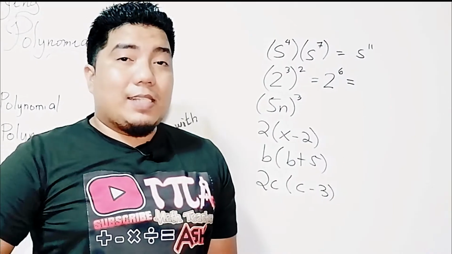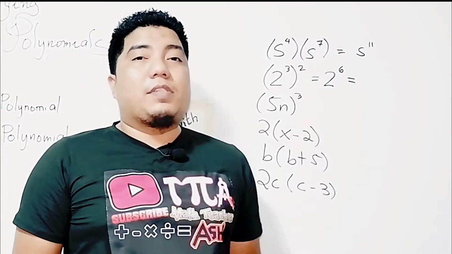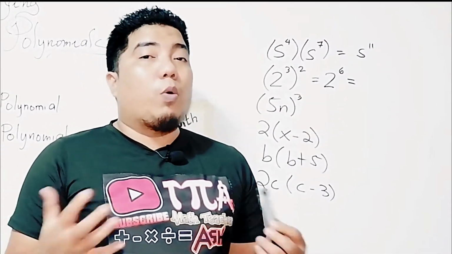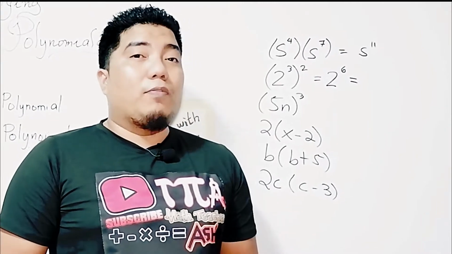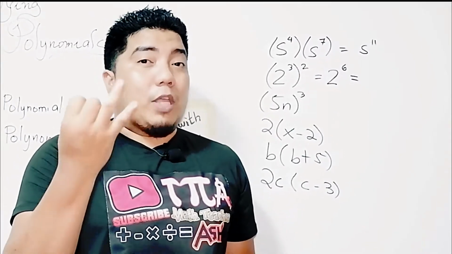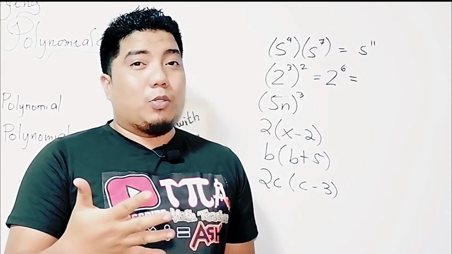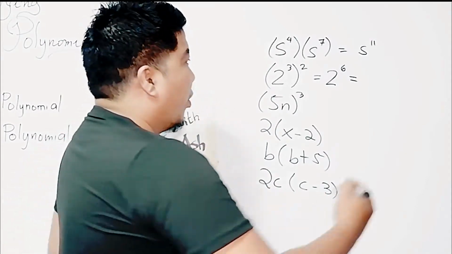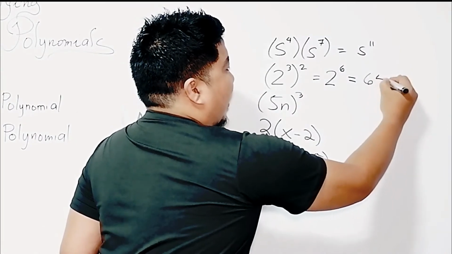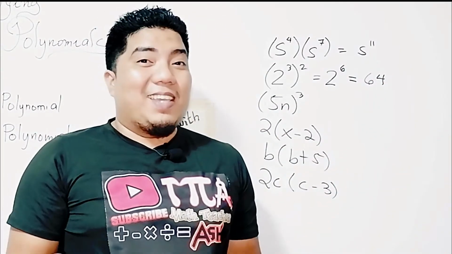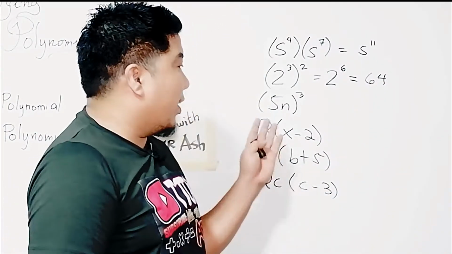Now, since this is a number, 2 to the power of 6, you can simplify that to a whole number. So, what is the answer of 2 to the 6th power? That is 2 times 2, 4 times 2, 8 times 2, 16 times 2, 32 times 2, 64. So, your final answer is 64. Easy, right? Now, let's go to the third example.